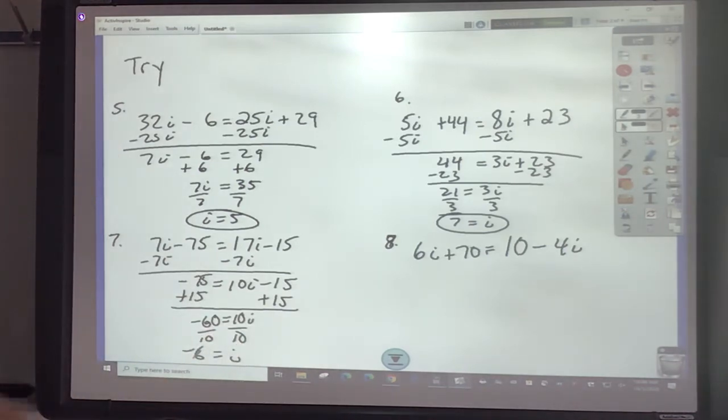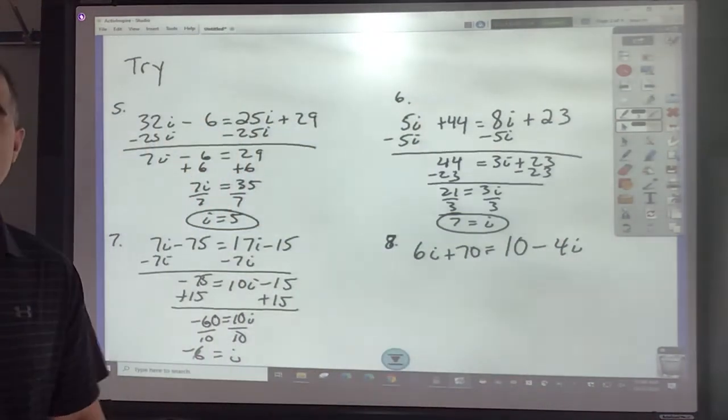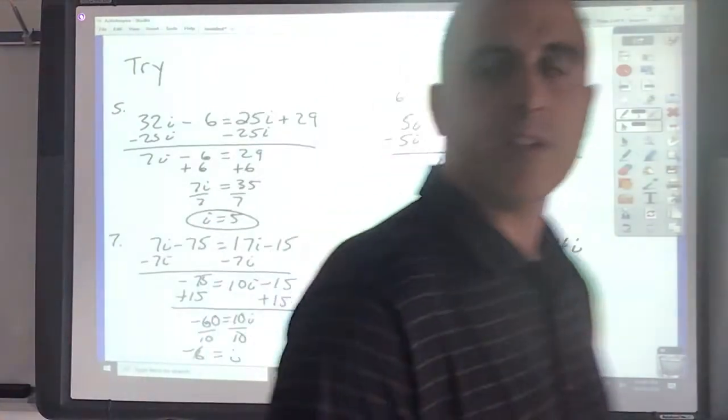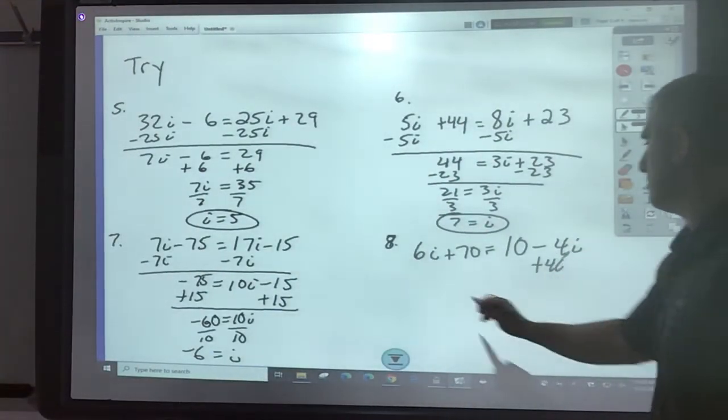All right, on this one, I got these two to move. Now, this one I'm going to treat as the smaller one there. It's going to be minus 4i, so the opposite of that would be plus.